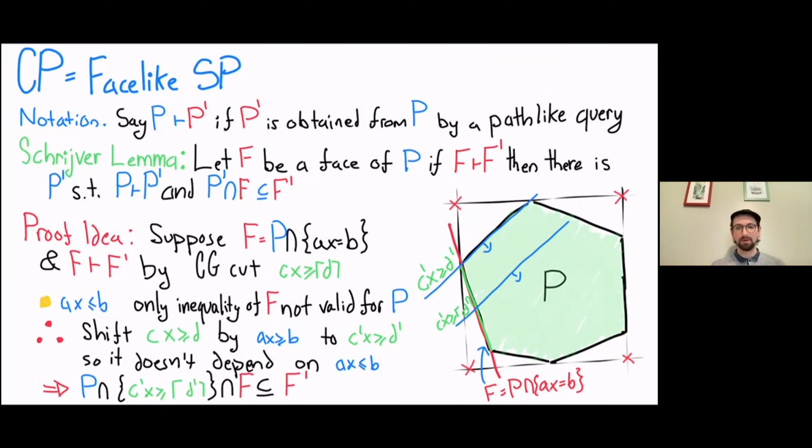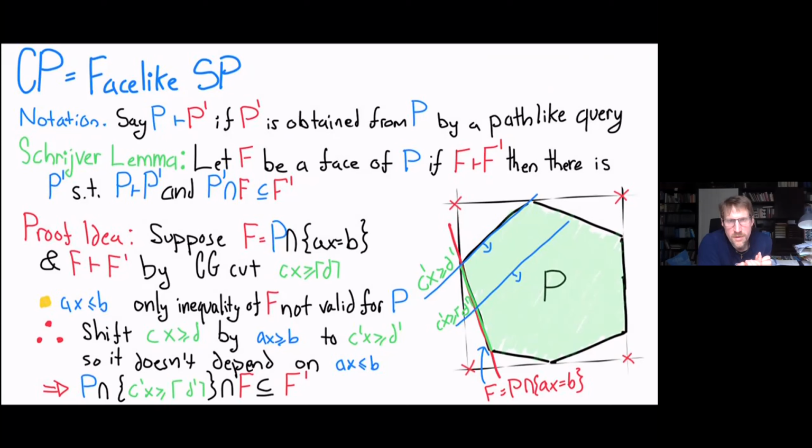It doesn't affect any of the points on the face, because all of the points on the face just satisfy AX equal to B. And that's the high level idea of what is going on. But that's really why you need to be on the face, right?